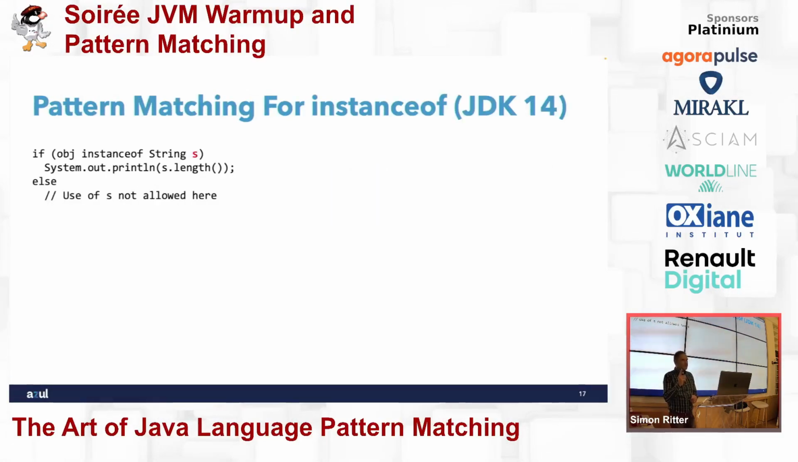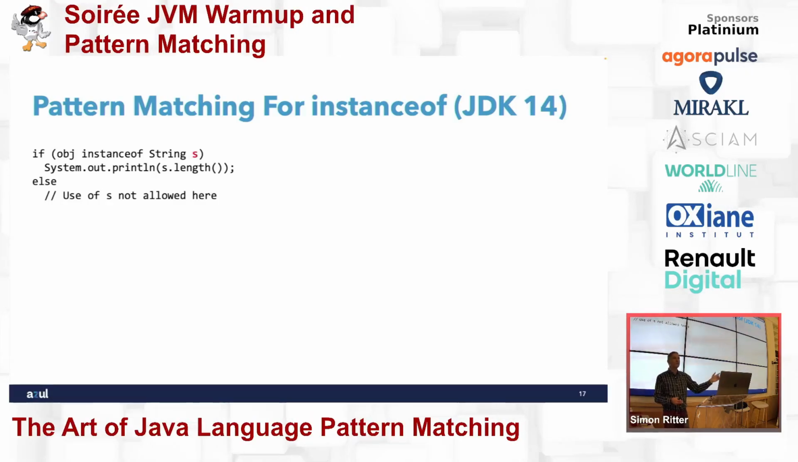Pattern matching for instanceof solves that problem, sort of. And this was introduced in JDK 14. So now what we're saying is if obj instanceof String. Now remember I said that a pattern consists of a match predicate and pattern variables. In this case, the match predicate, something that we evaluate true or false, is obj instanceof String, because either it is a String or it's not a String.